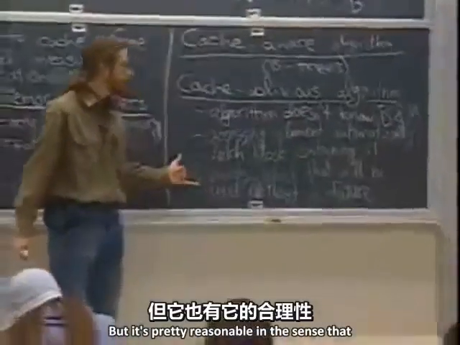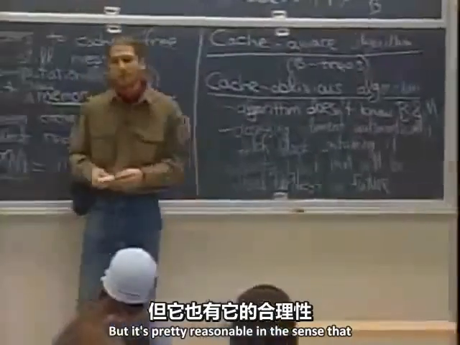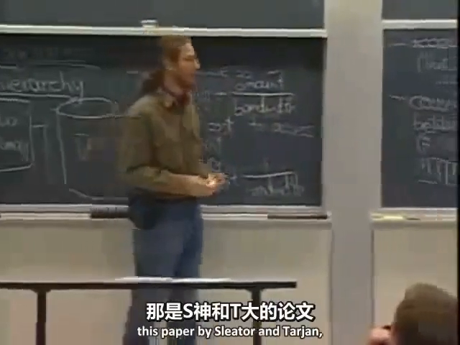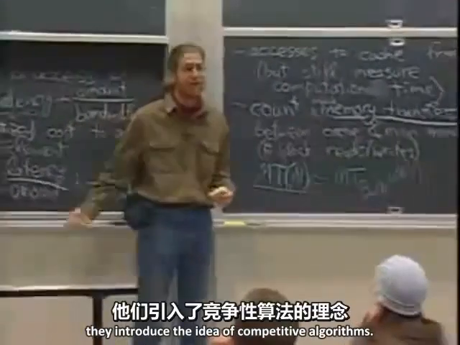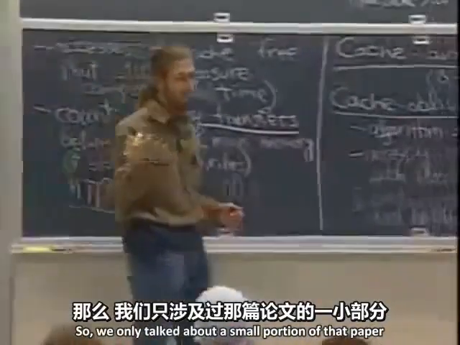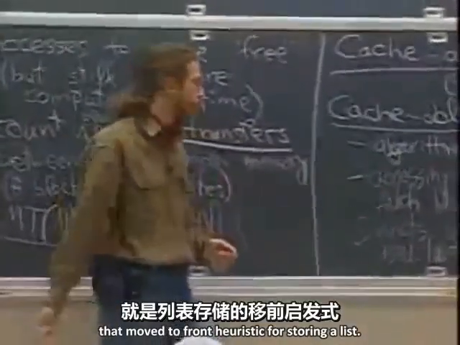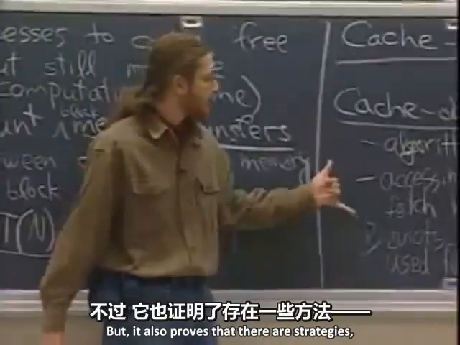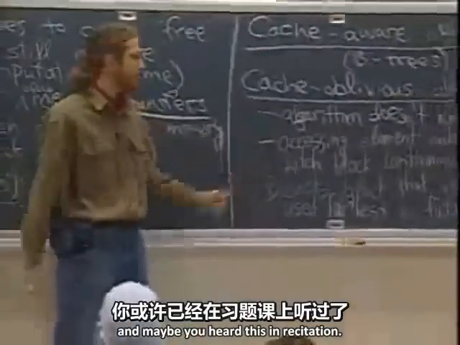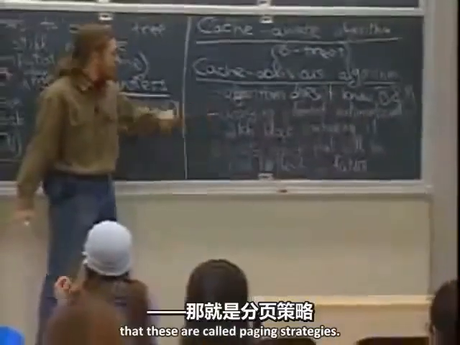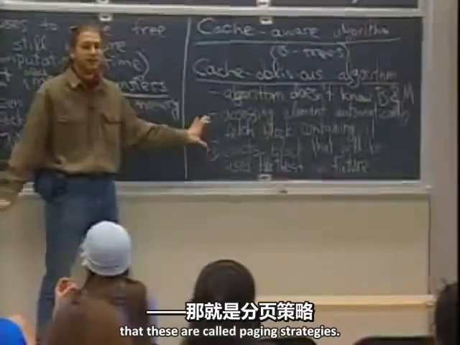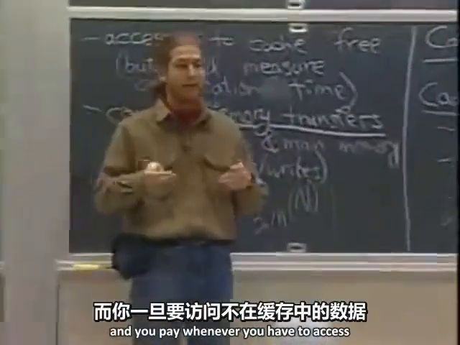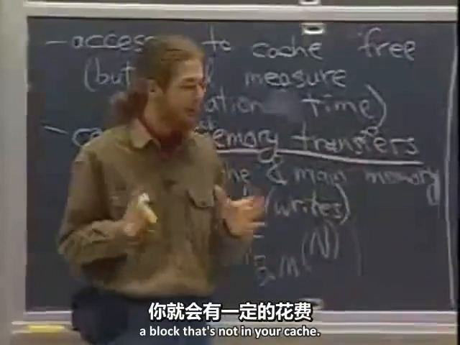But it's pretty reasonable in the sense that if you read the reading, handout number 20, this paper by Sleator and Tarjan that introduced the idea of competitive algorithms. So we only talked about a small portion of that paper, the move-to-front heuristic, for storing a list. But it also proves that there are strategies, and maybe you heard this in recitation, some people covered it, some didn't, that these are called paging strategies. So you want to maintain some cache of pages or blocks, and you pay whenever you have to access a block that's not in your cache.